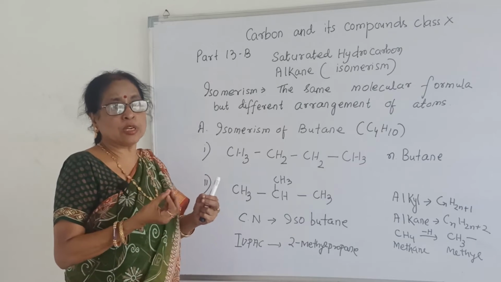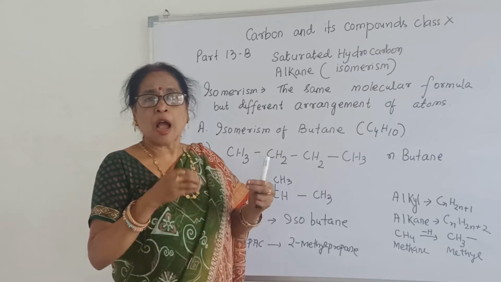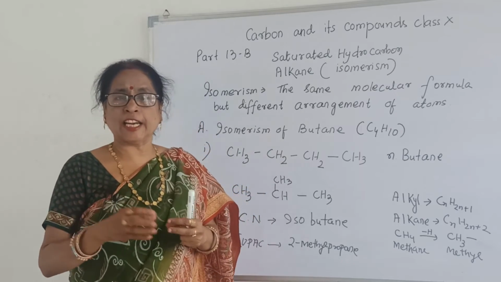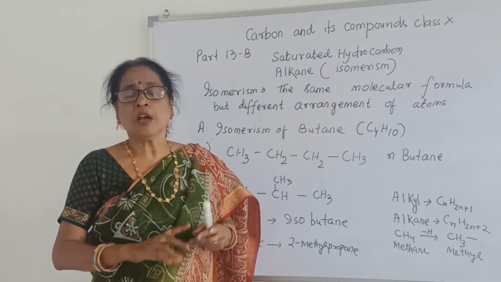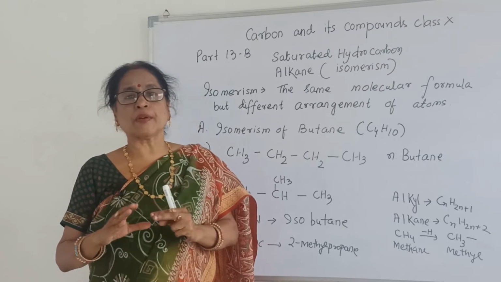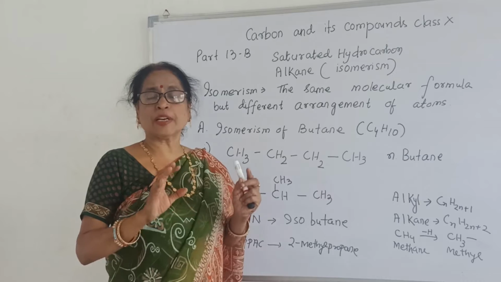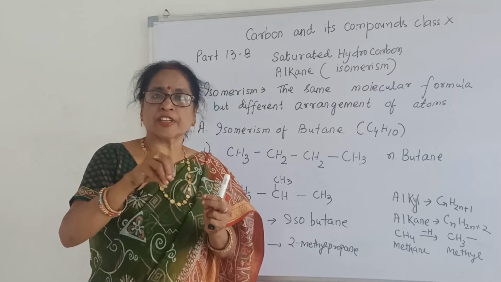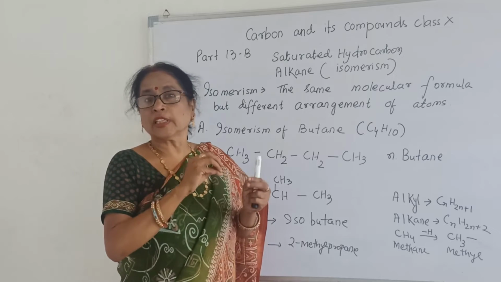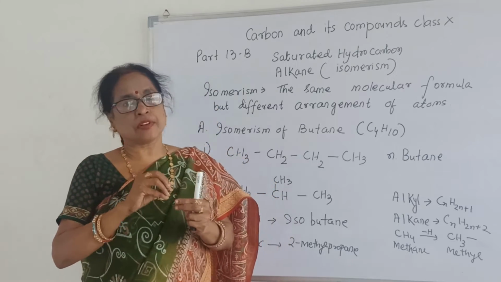You know what a molecular formula is? There is a general formula, and by putting n equal to 1 you get methane, n equal to 2 ethane, like this. Isomers have the same molecular formula but a different arrangement of atoms. You arrange the atoms around the carbon following the rule of 4 valency of carbon.